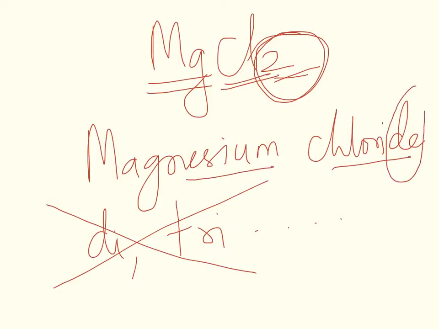And then for the anion, some anions have "-ide", some anions have "-ite", and I'll tell you how the difference comes in the next couple of slides. Okay, so basic rule: name the cation first and then the anion.